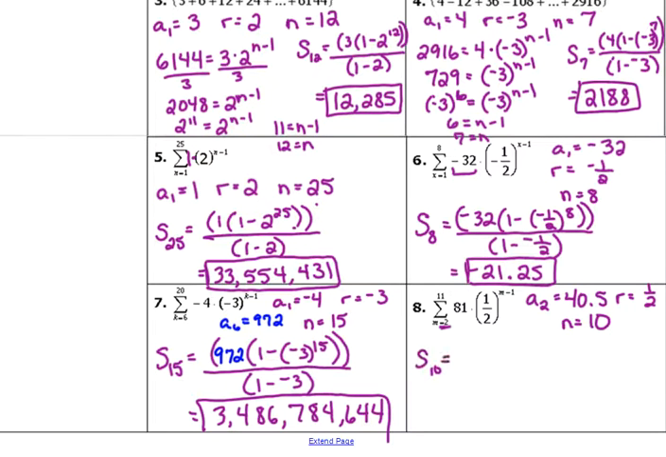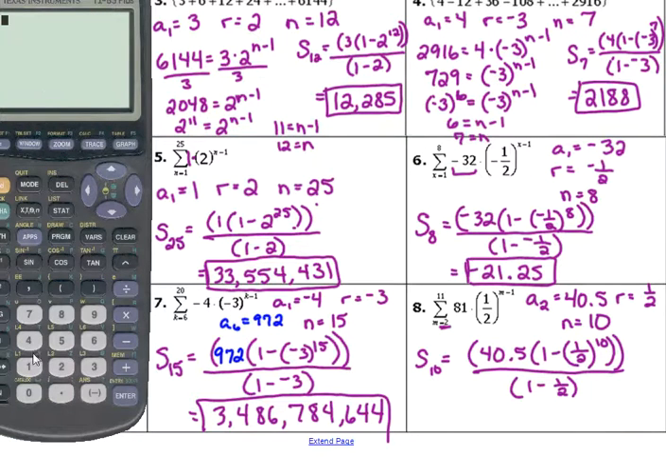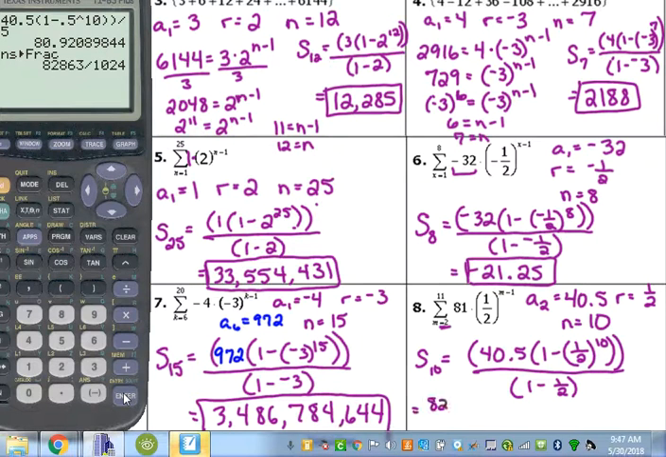So S sub 10 is equal to the first term of the series that we're looking at, 40.5 times 1 minus the common ratio, 1/2 to the 10th over 1 minus 1/2. If you put 1/2 in as 0.5, you can get away with not using parentheses. So as a fraction, this is 82,863 over 1,024, which is approximately 80.9209.